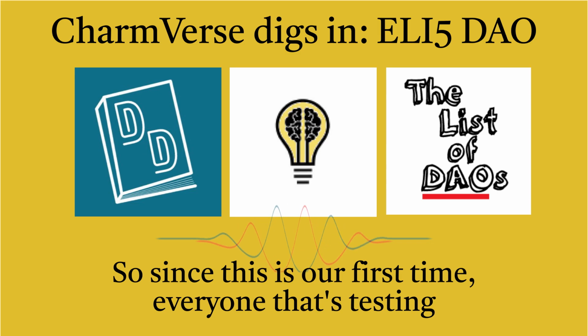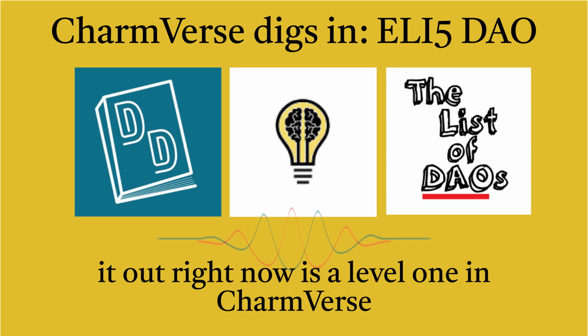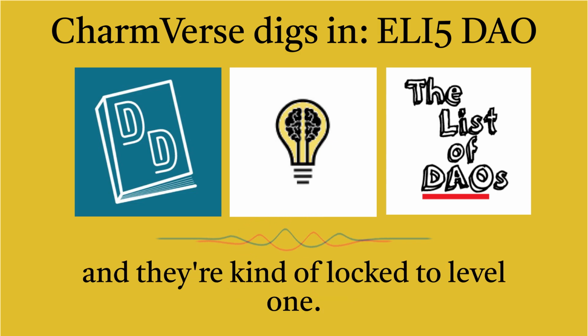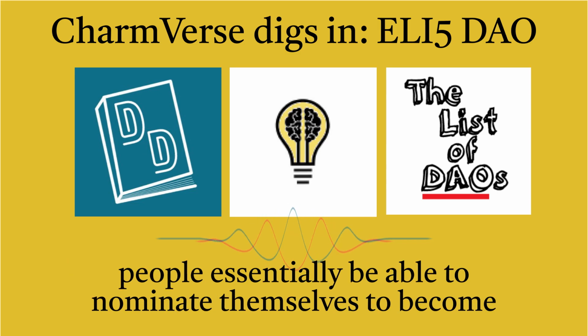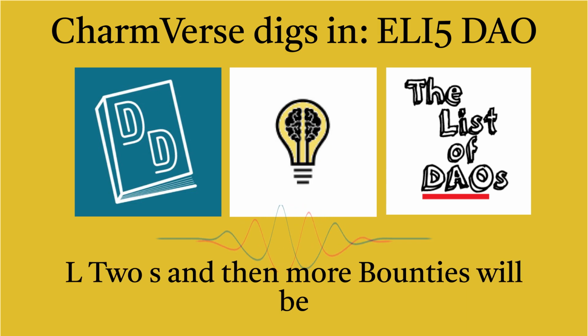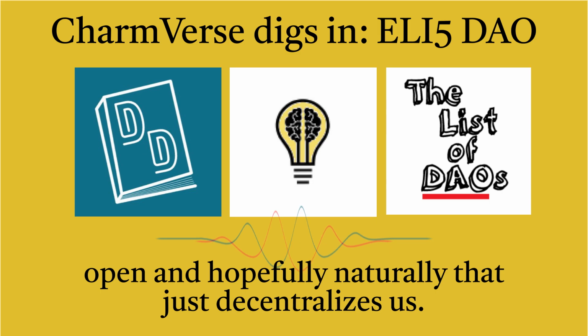Since this is our first time, everyone that's testing it out right now is a level 1 in CharmVerse, and they're kind of locked to level 1. But during epoch 2, we're going to have multiple people be able to nominate themselves to become L2s, and then more bounties will be open. And hopefully naturally that just decentralizes us.